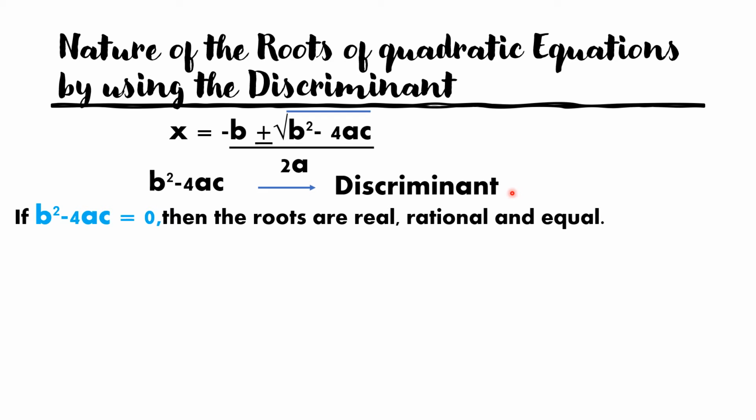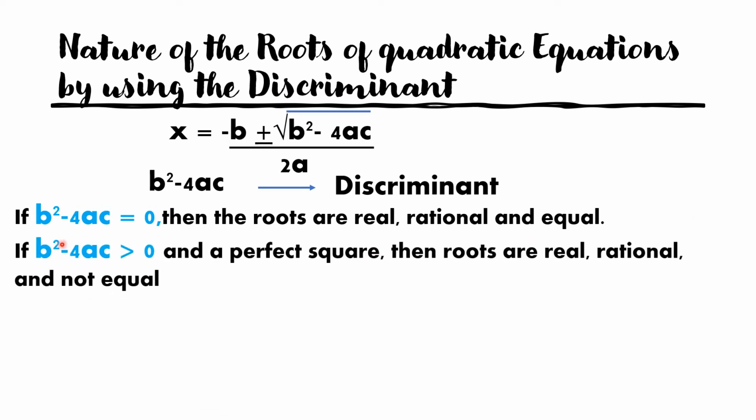Now, we can determine the nature of the roots by finding the discriminant of the equation. Here are the natures of the roots. If b squared minus 4ac is equal to 0, or if the discriminant is equal to 0, then the roots are real, rational, and equal. If b squared minus 4ac is greater than 0 and a perfect square, then the roots are real, rational, and not equal.